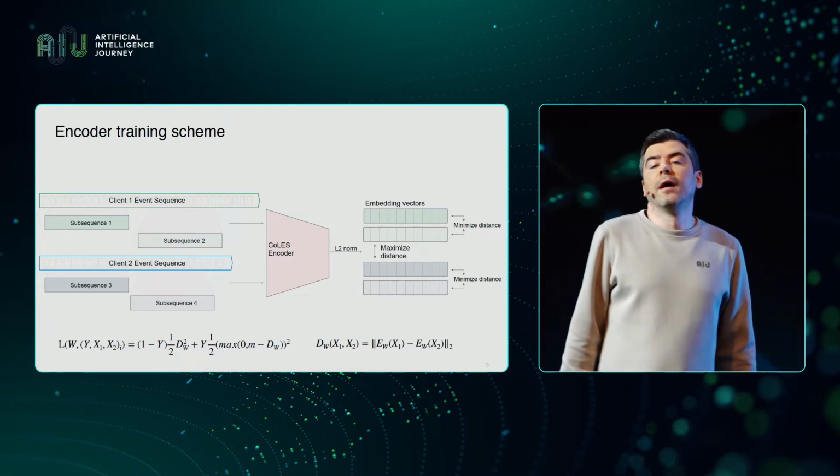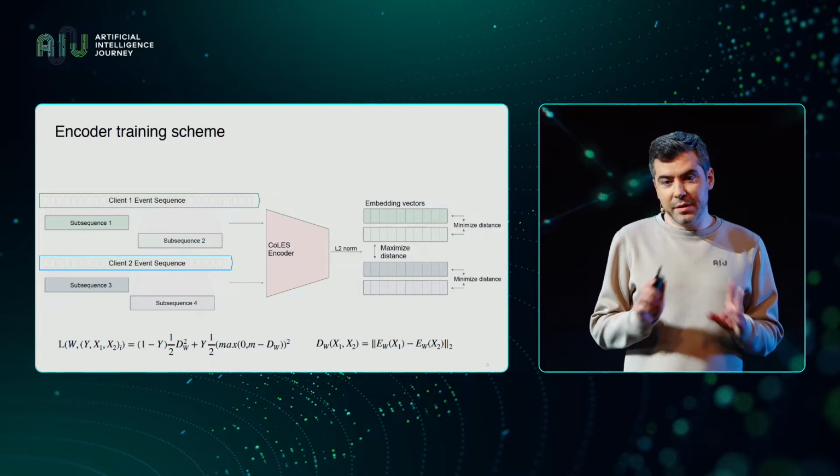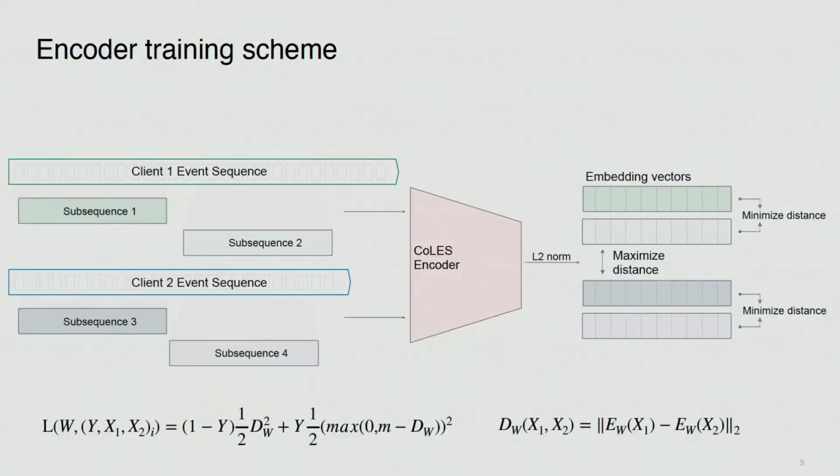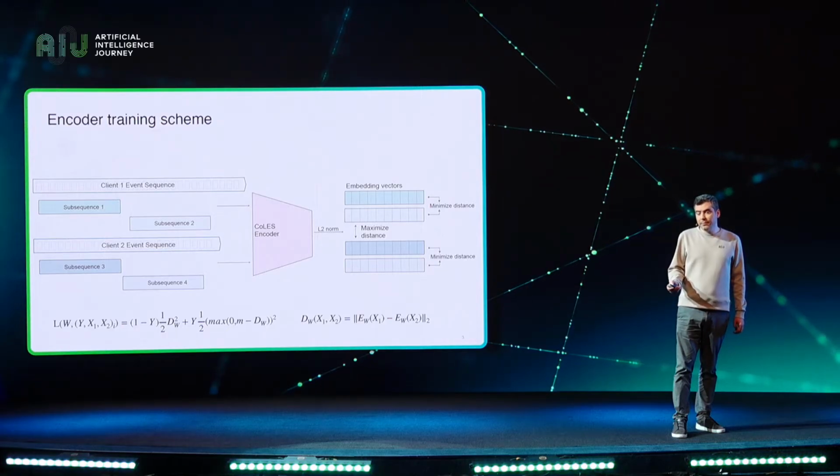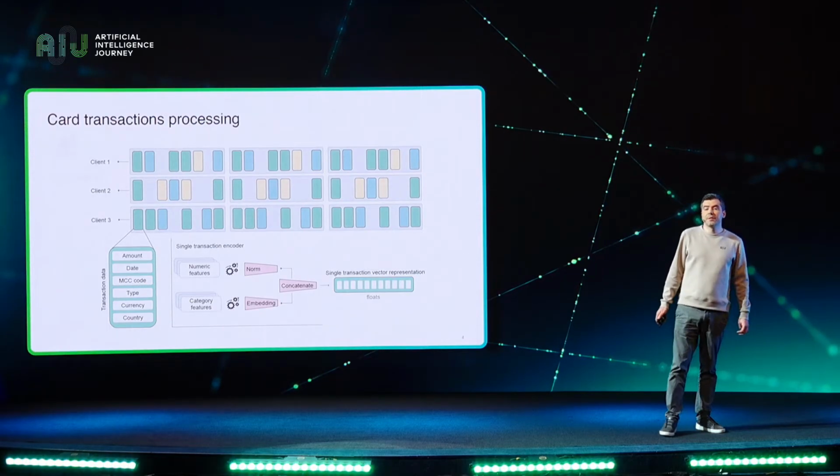The overall schematic looks like this. We have sequences, input sequences. We break them down into several subsequences and submit them to the encoder that can convert them into embeddings, and then we would calculate our loss function, and we would train the neural network.